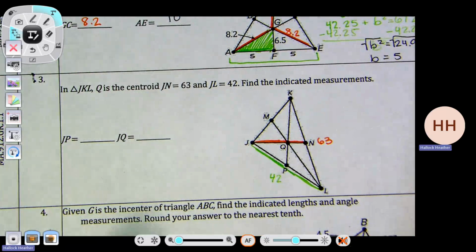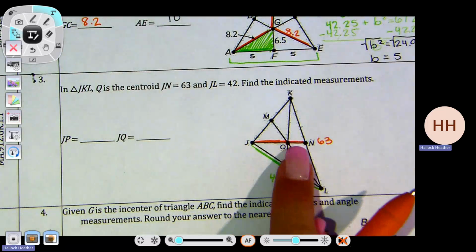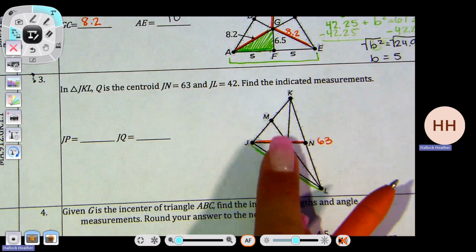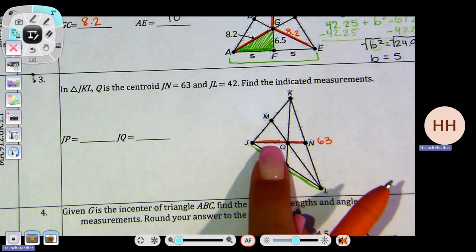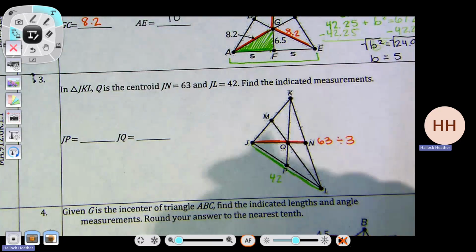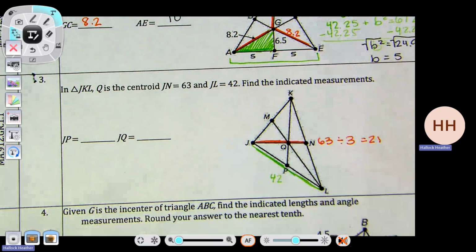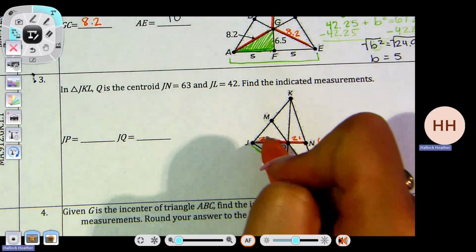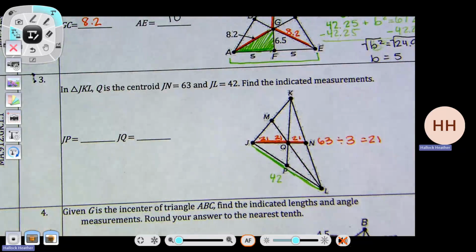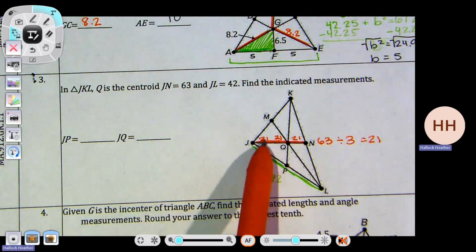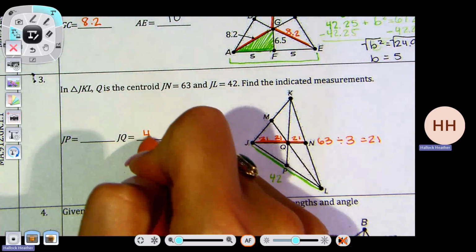So if we think about it, this piece is larger than this. It's not splitting in half. This represents 1/3 of the line, and this represents 2/3 of the line. So if I divide by 3, because there's 3 pieces in my line, I get 21. 21 represents each one of those pieces. So 21 is here, and there's technically two 21s over here. So J to Q is one of the answers I need, which is 42.